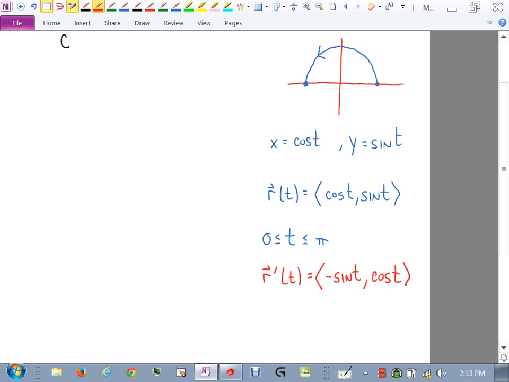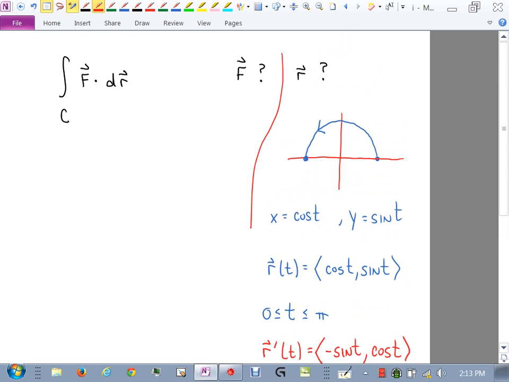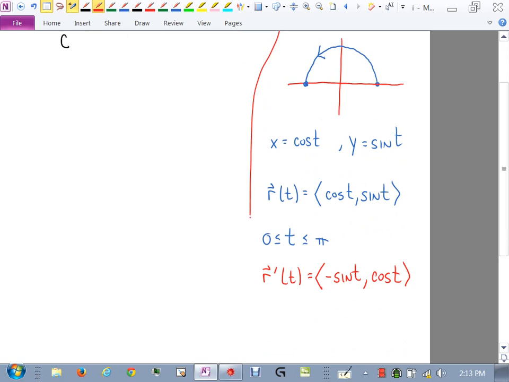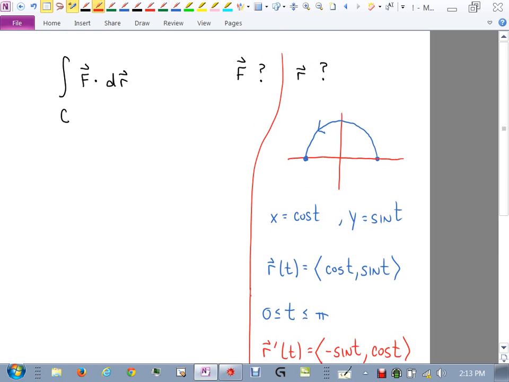Now what do we need? Are we pretty much done with r over here? Got all the information we need? I need a vector field. Am I given a vector field? A vector field needs to be a vector, doesn't it? I wasn't given a vector, I was given a scalar function. So how am I going to get a vector field from that?